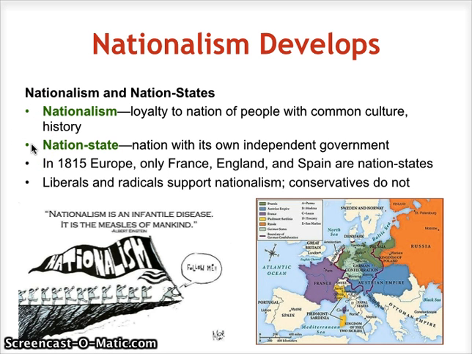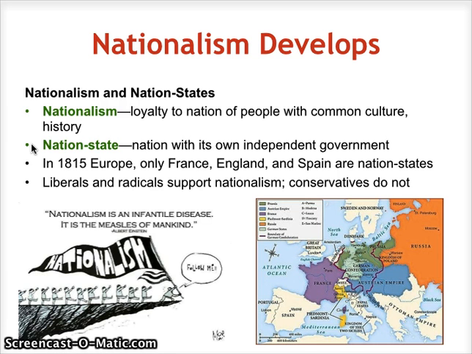A nation state is a nation that has its own independent government. So this is the start of the development of countries. Up until this point, we have empires. We have the French Empire, the Austrian Empire. Well, now we're starting to see the development of individual states who have their own government away from a king or a monarch.